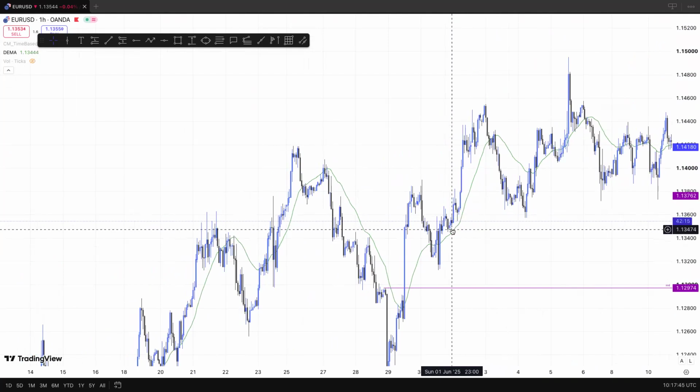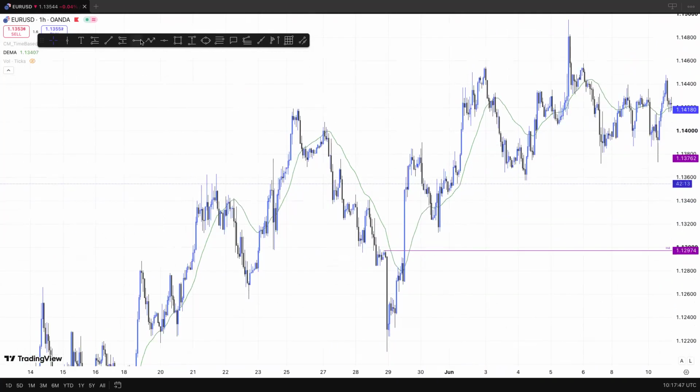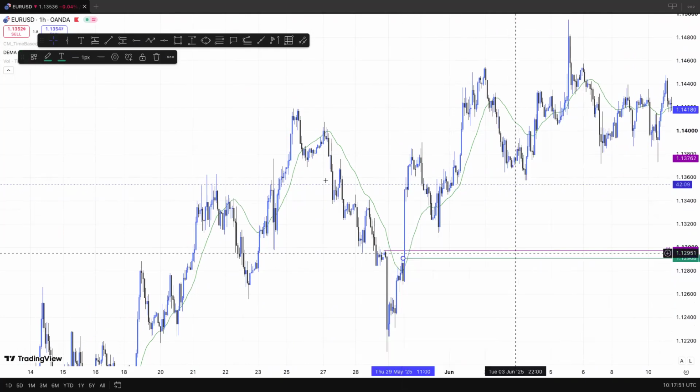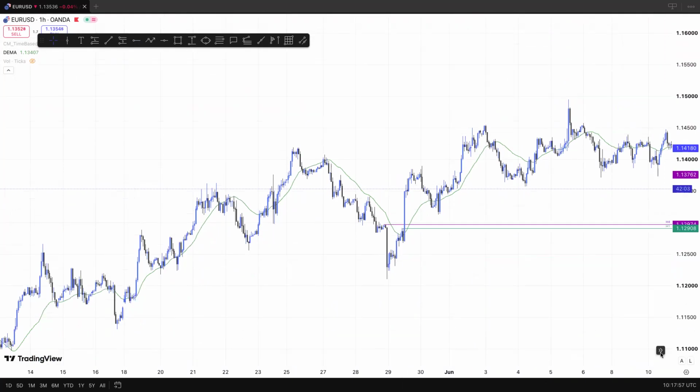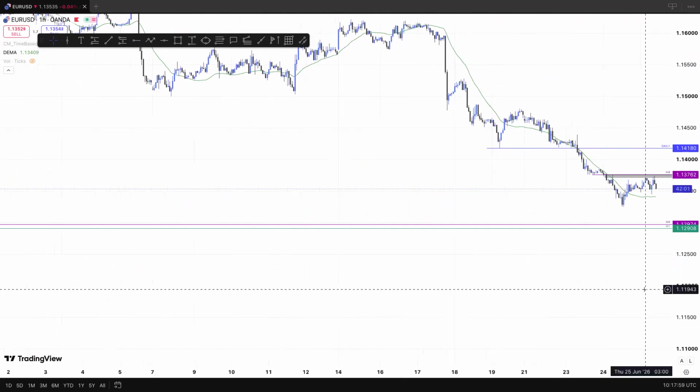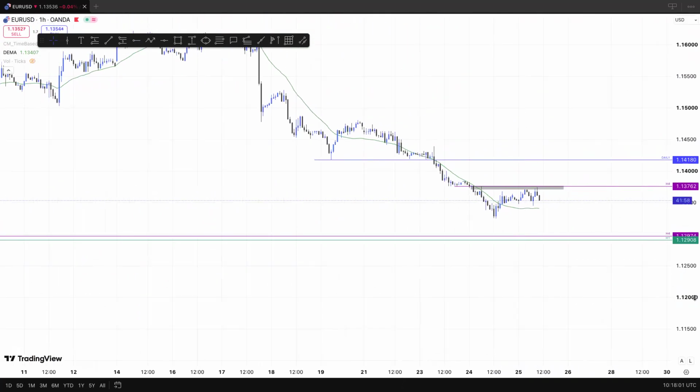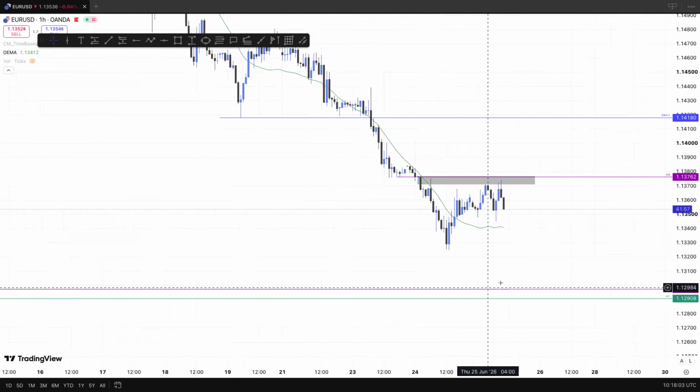This is also touched. This is touched. So the next demand is this demand on the H1. Okay. So now the H4 demand has to be met before the 1 hour demand is met. So likely, or the high probability thing for EURUSD to do is to distribute to this 4 hour demand right here.